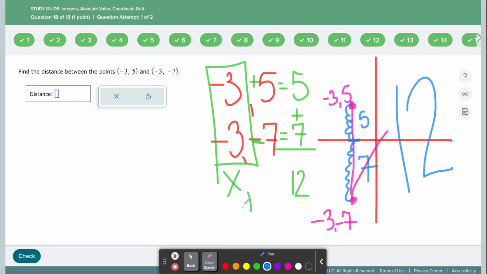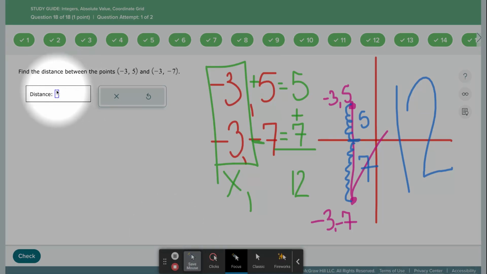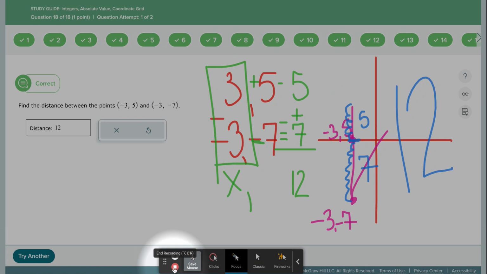I liked the fact that this study guide gave you an example of both, so you could see what it's like to have them end up in the same quadrant. And this example showed you what happens if they're in different quadrants. If your signs don't match, find the absolute value and add them together. Okay, so that is all. I feel accomplished. I hope you do as well. Good luck on your own study guide. I hope this video really, really helped.